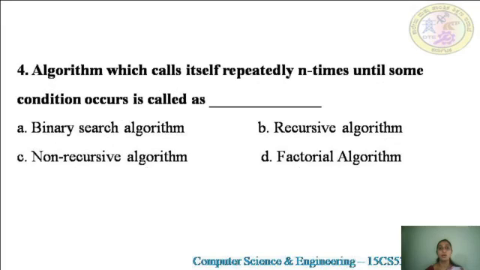Algorithm which calls itself repeatedly n times until some condition occurs is called as dash. Do you call it as binary search algorithm, recursive algorithm, non-recursive algorithm, or a factorial algorithm? Yes, exactly. It is recursive algorithm.